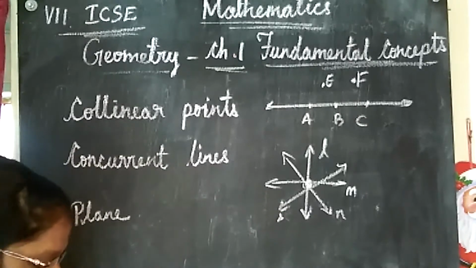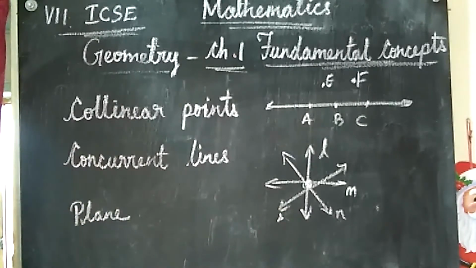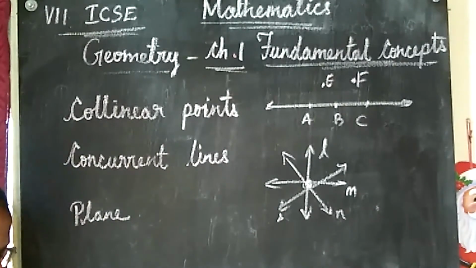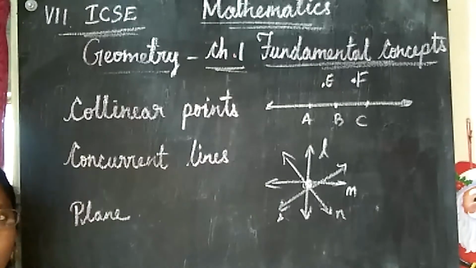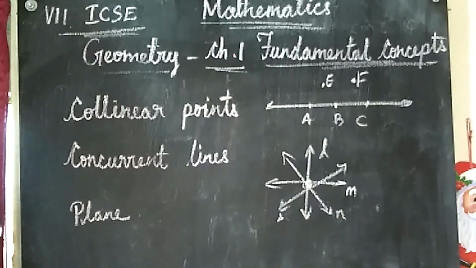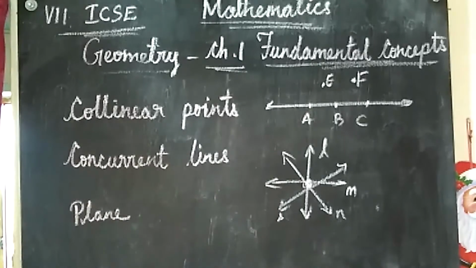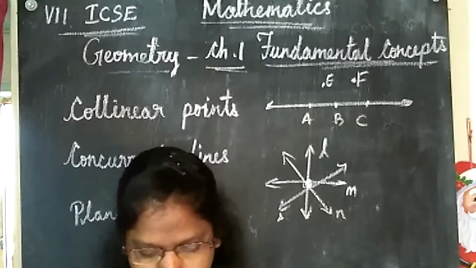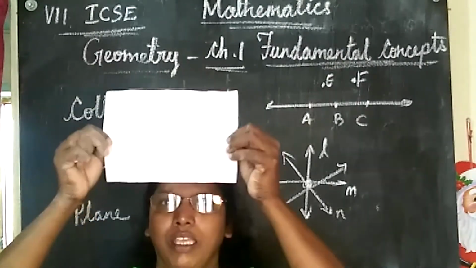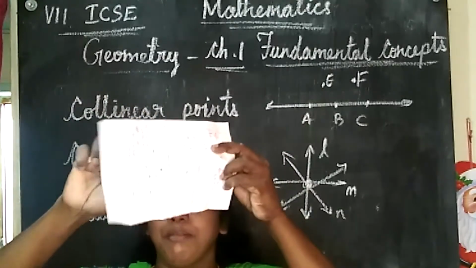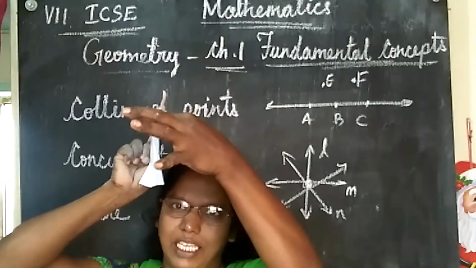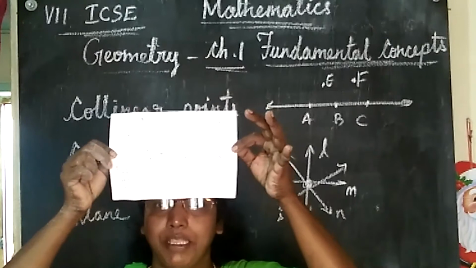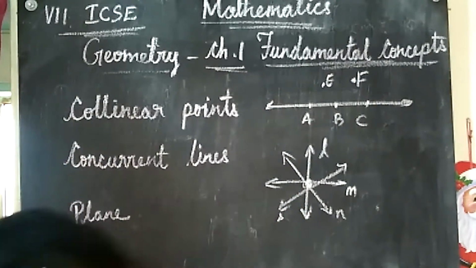Okay. Next, plane. Plane means what? A plane is a flat surface that has some length and breadth but no thickness. That means a plane has a flat surface. Let me show this paper. I have this paper here. Can you see? I have length and breadth but I don't have thickness. Only length and breadth. I don't have thickness. This is called a plane.